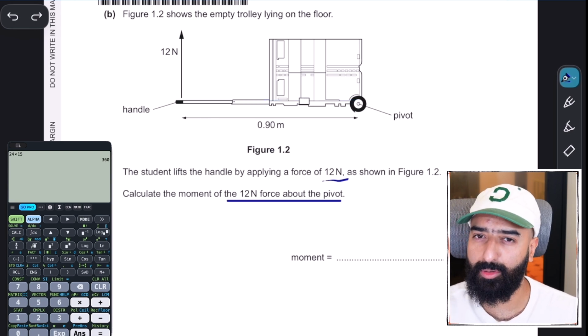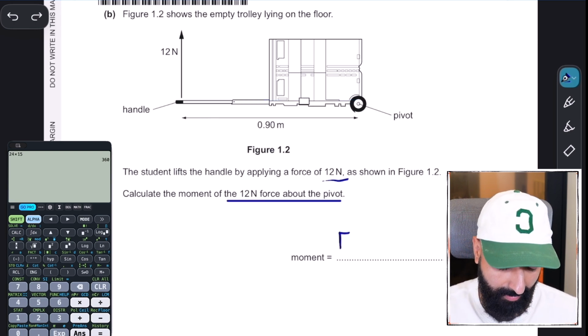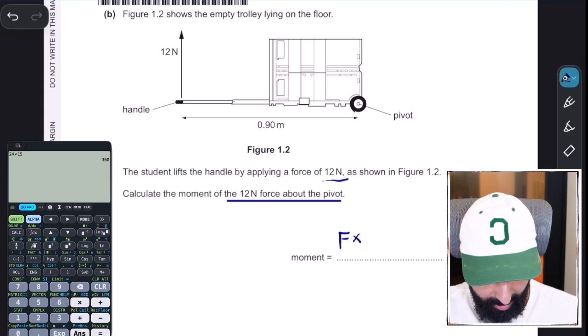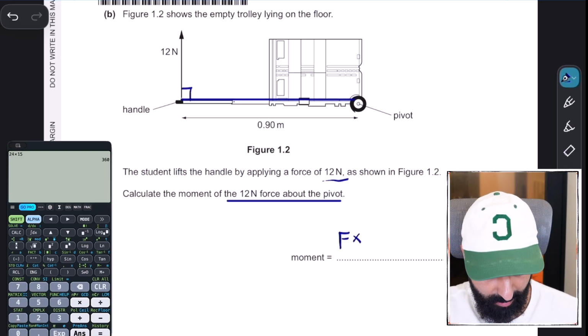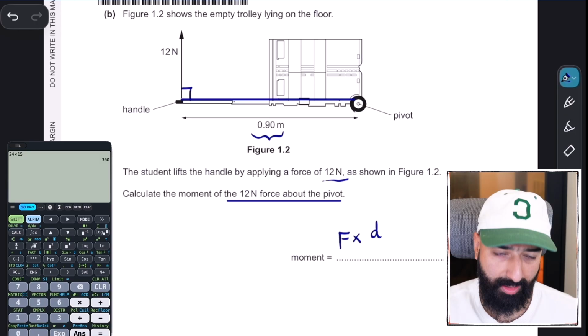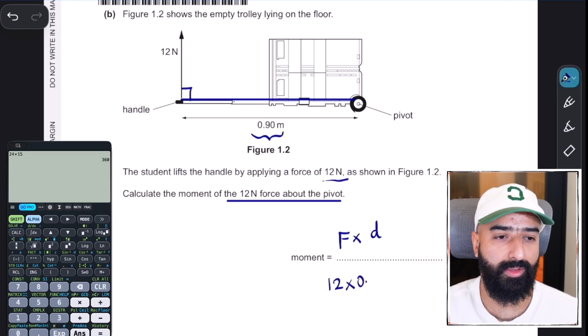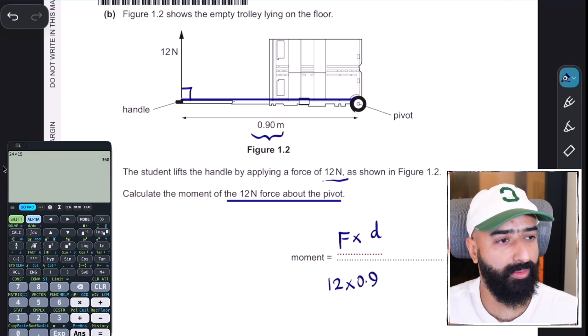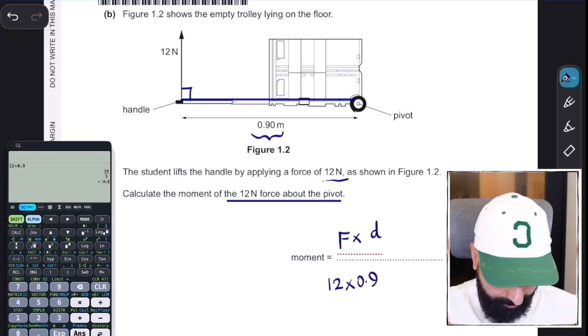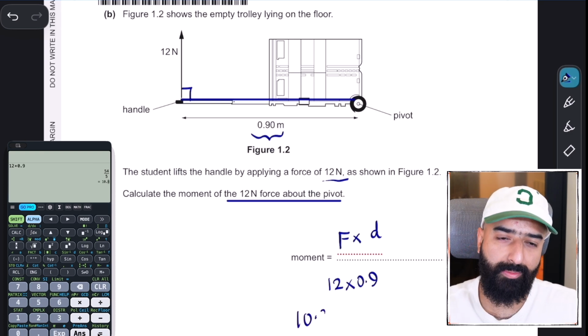What's the equation for the moment? Well, moment is the amount of force we apply times the moment arm, the perpendicular distance from the pivot, which is simple, which is 0.9. So all we have to do is multiply force, which is 12, with 0.9. Okay, let's try and do that. 12 times 0.9, which is 10.8 Newton meter.